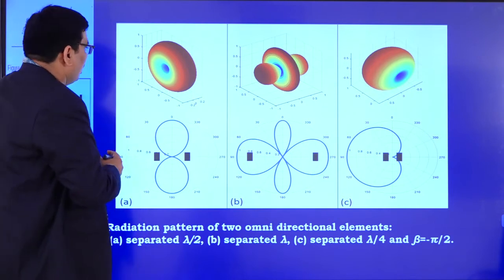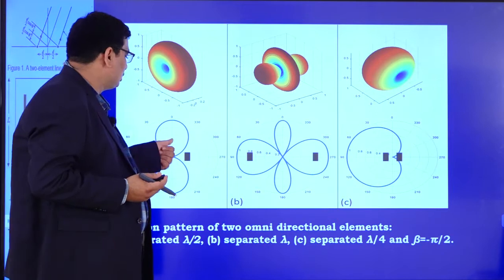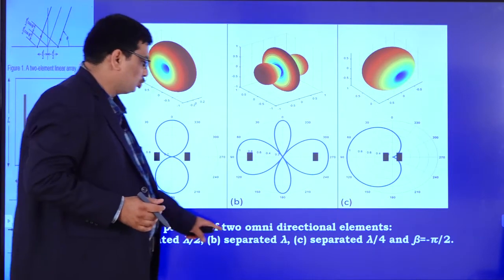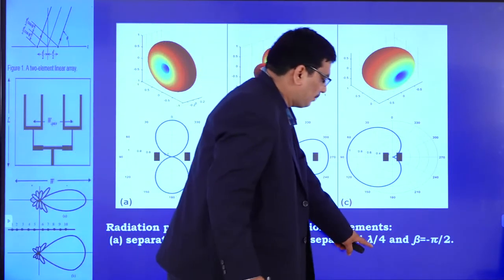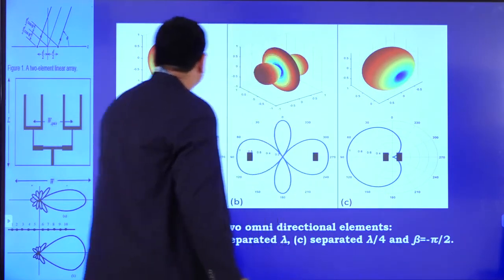So this is the radiation pattern of omnidirectional elements for d equal to lambda by 2, d equal to lambda, and d equal to lambda by 4, and additional phase shift is pi by 2.